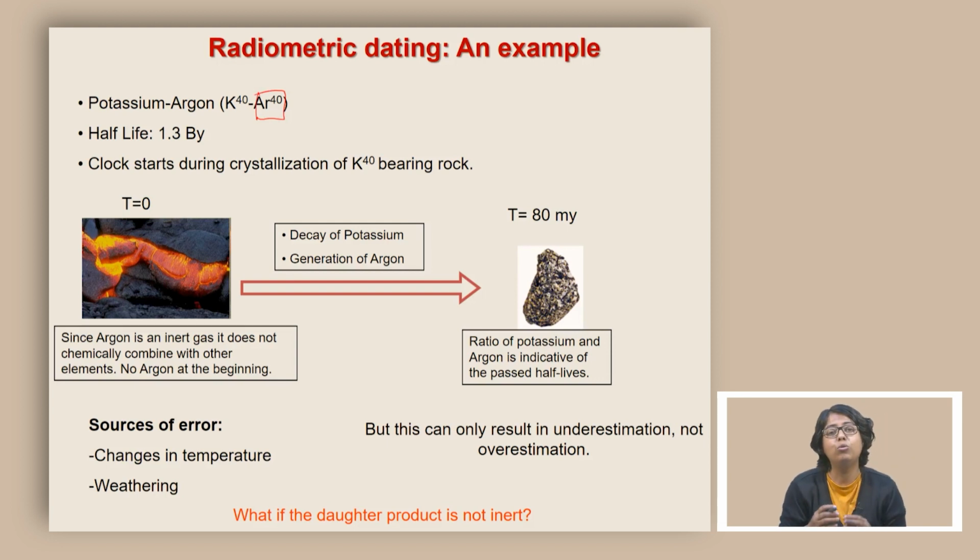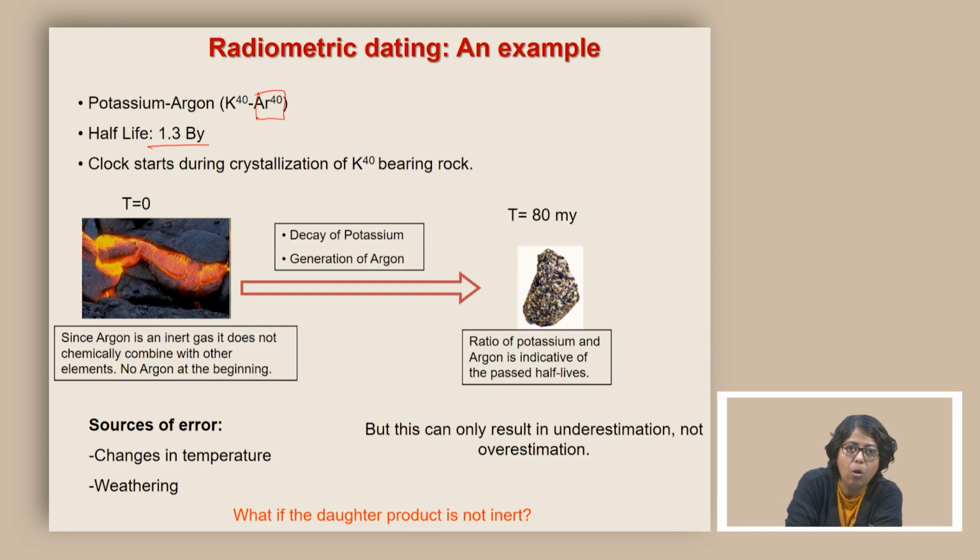Therefore, if we are looking at a closed system, then whatever argon has been produced must have been produced because of the decay of the potassium. And if we know the amount of argon and we also know the half-life of this system, being 1.3 billion years, it is possible to use this technique to date.